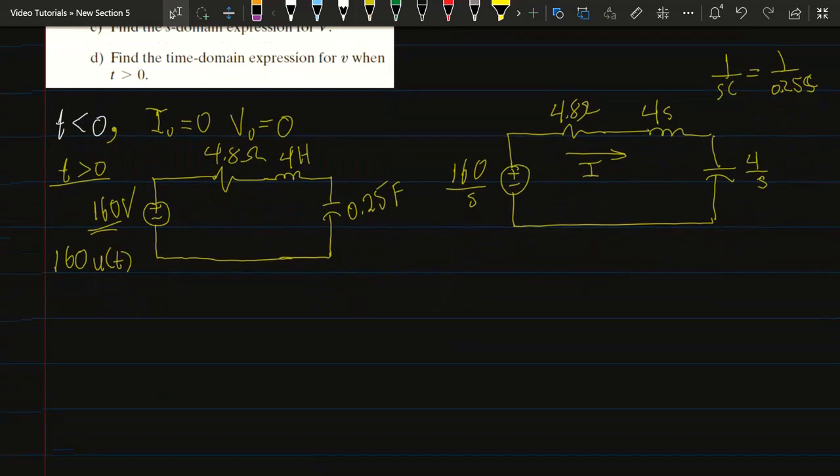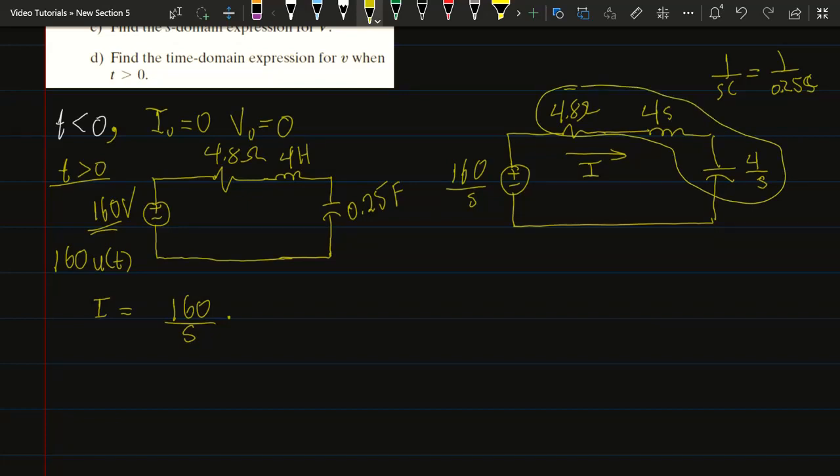So this is now my circuit in Laplace domain, and here is the current I. It's a pretty simple circuit. I have a voltage and I have a current, so the value of the current must be the voltage over the sum of the impedances. So I is simply the voltage 160 over S, multiplied by the reciprocal of the sum of the impedances. So this is 4.8 plus 4S plus 4 over S.